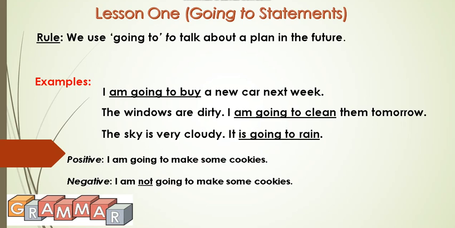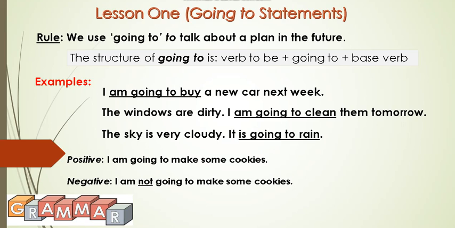Now, let us explore the structure of going to in statements. As you can see, the form is composed of three parts. The verb to be plus going to plus the base form of the verb. I am going to buy a new car next week. Am is the verb to be, plus going to, which follows the verb to be, plus buy, which is the base verb.